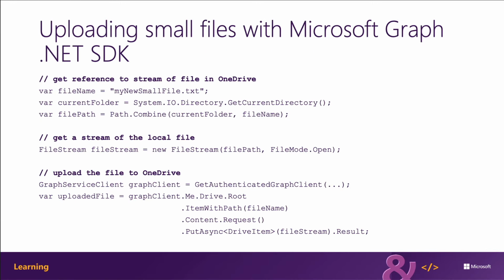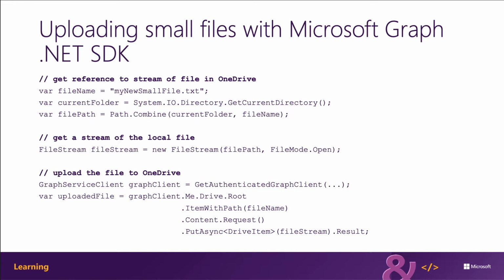You can also use the Microsoft Graph .NET SDK to do the same action. Assume a file is named mynewsmallfile.txt, and that's present in the current folder where my app is running. I can use the code that you see here on the slide to upload the file to the currently signed in user's root OneDrive account.